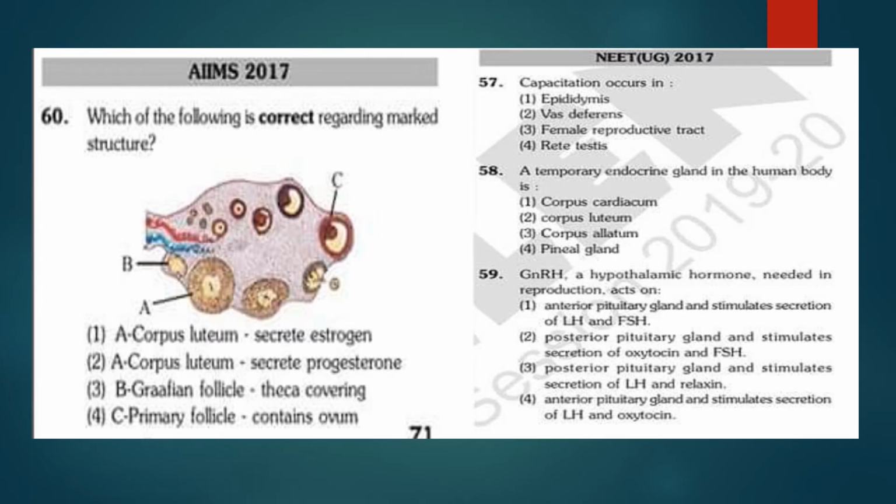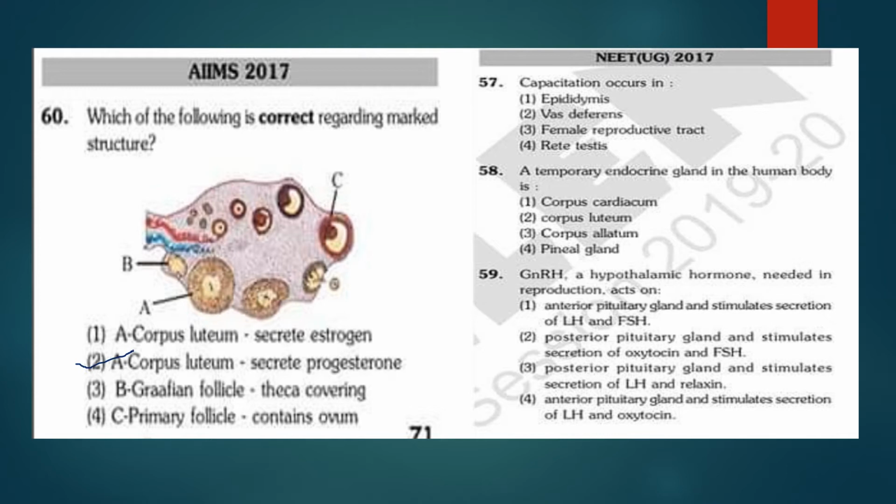a 2017 AIIMS question. Okay, here the diagram is being given and you have to find out which of the following is the correct one. The labeled ones are the correct ones. Now, if you see here, A is corpus luteum. After ovulation, whatever is present in the Graafian follicle is called the corpus luteum. This corpus luteum will be producing progesterone, but what they have given here is estrogen. So this is the wrong one. The corpus luteum secretes progesterone, so this is the correct one.